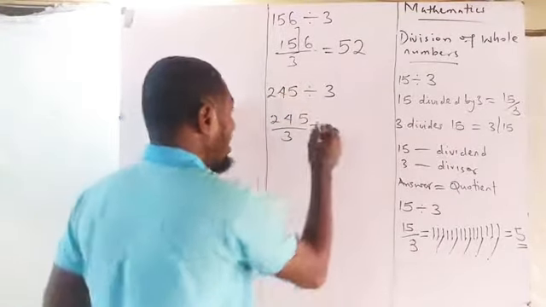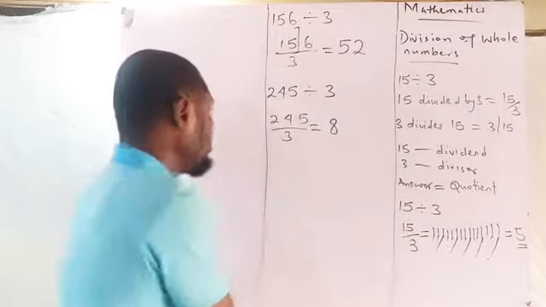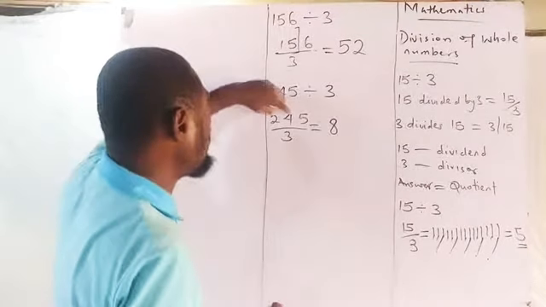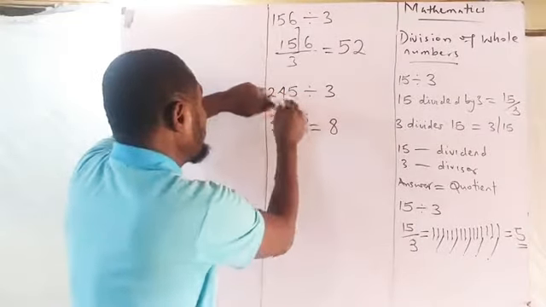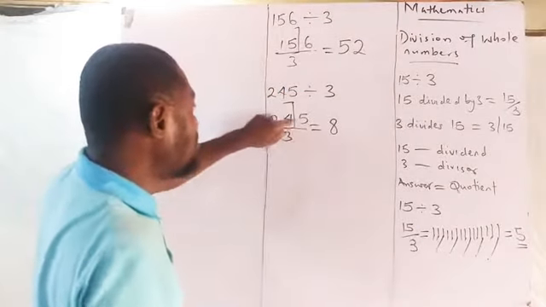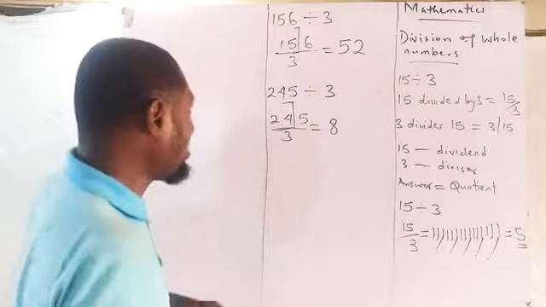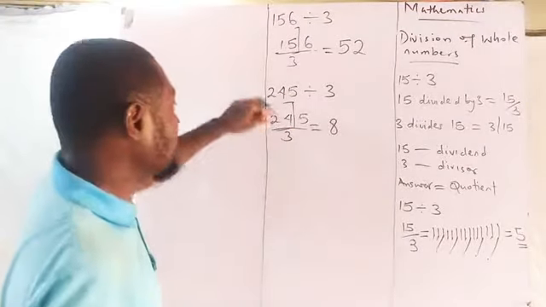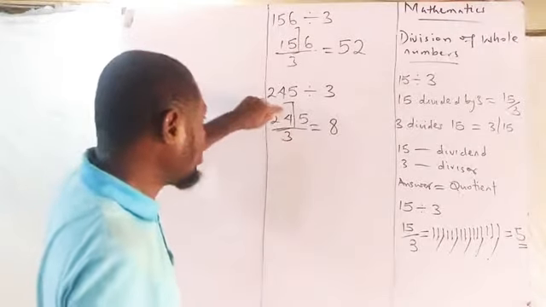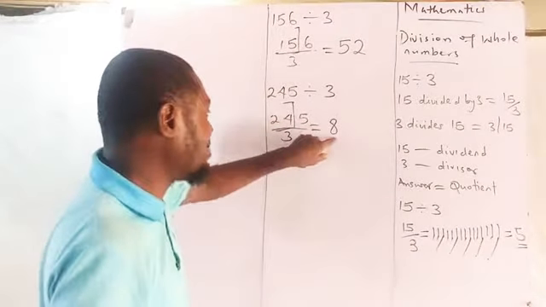So write your answer here. 8. Write your answer there. Then you're left with, you've already dealt with 2 and 4. You've dealt with this one. So you're left with 5 now. And there's no remainder. If there was a remainder, I would have written the remainder close to this number to have a new number. But since 3 goes into 24 perfectly 8 times, there's no remainder.